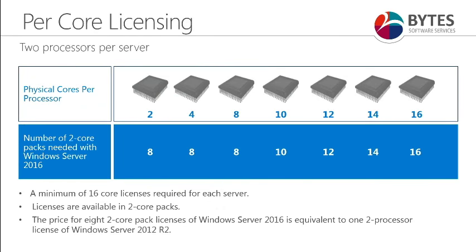So here we've just got a graphical representation of the minimum licenses required. So as you can see, we've got a physical processor with 2 cores. We would have to license that with a minimum of 8 2-core packs to correctly license that server. So if you've got anything less than 8 cores per processor, you'll still need to buy the minimum of 8 cores to correctly license that server.